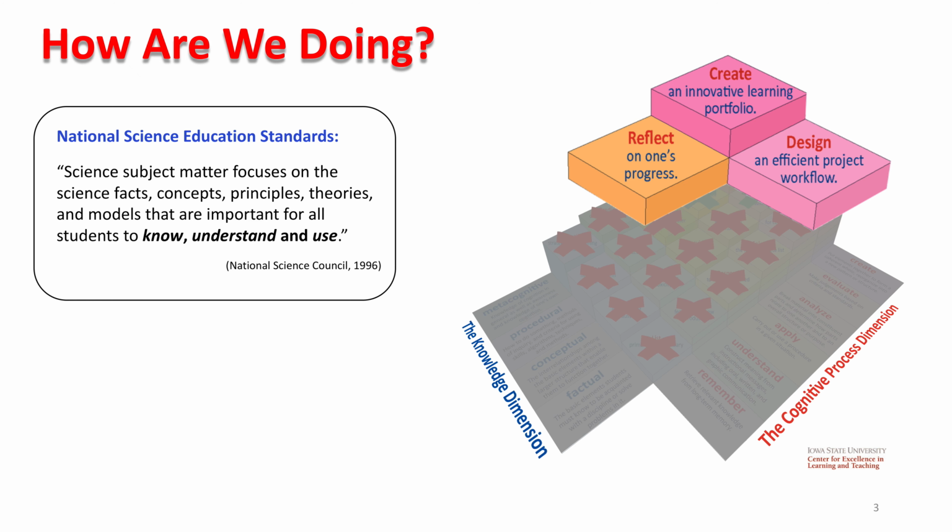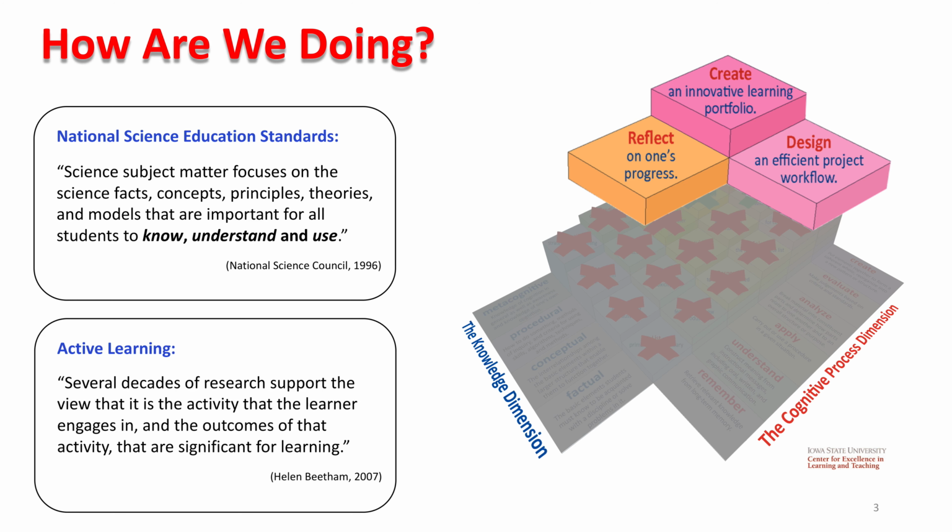People argue, and this is one of the hot topics of research, that these three cells, these three topics, come about mostly through active learning. There's a famous quote by Helen Batham. She argues that several decades of research support the view that it is the activity that the learner engages in and the outcomes of that activity that are significant for learning.